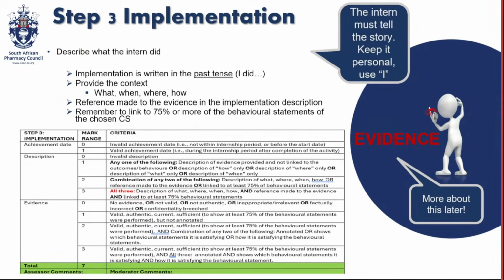So the evidence must be annotated. It must show the behavioral statements that it's satisfying and how it is satisfying the behavioral statement. So linking it, but also showing us the implementation of it. So how are they practically doing it? And they are able to show evidence that they are competent in that area.